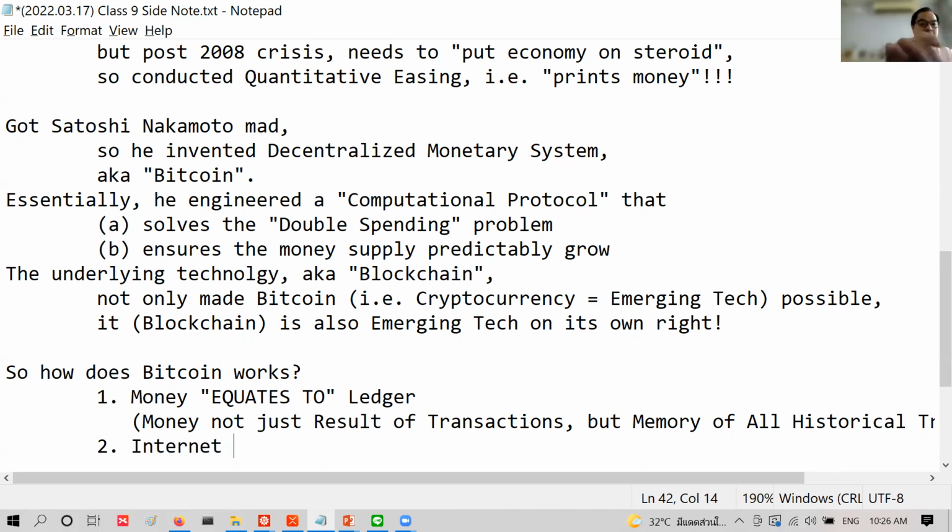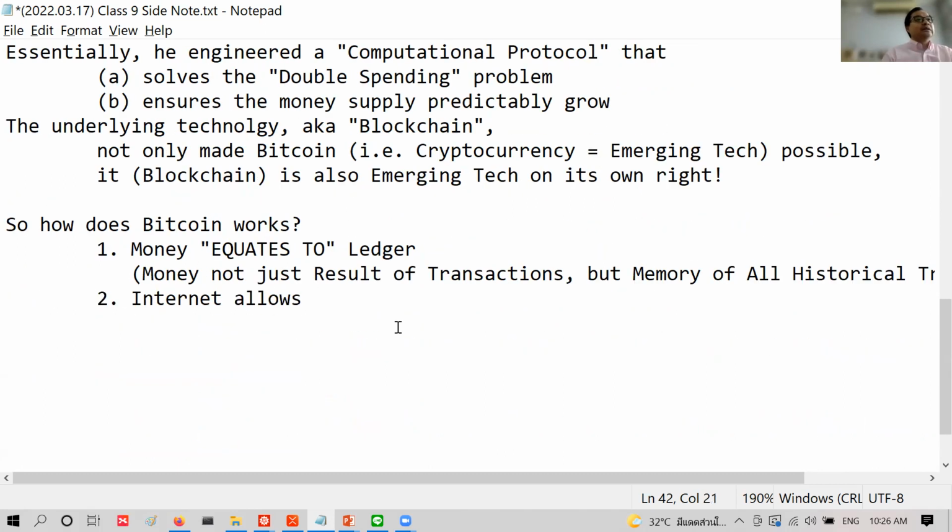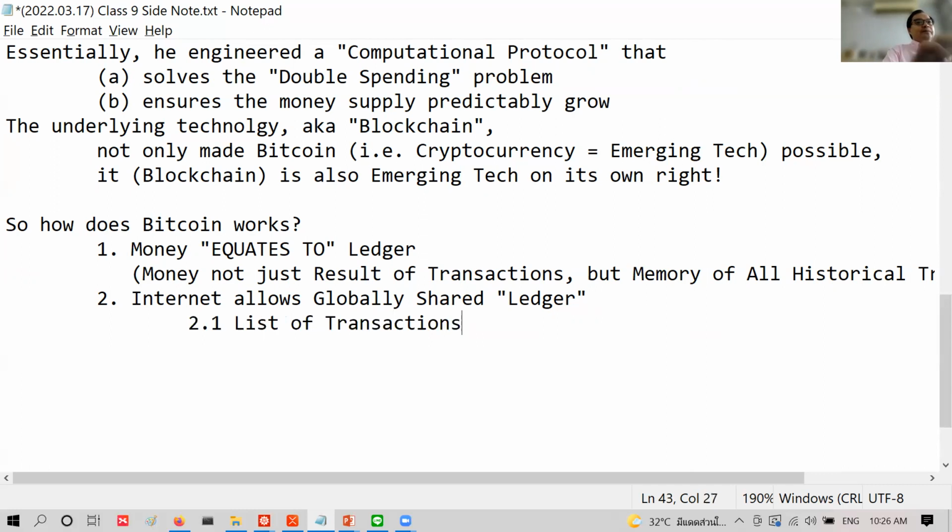the internet allows a global shared ledger. Let's call that the ledger. So the internet allows a globally shared ledger. What does a ledger look like? Let's look at each ledger. It is a list of transactions.